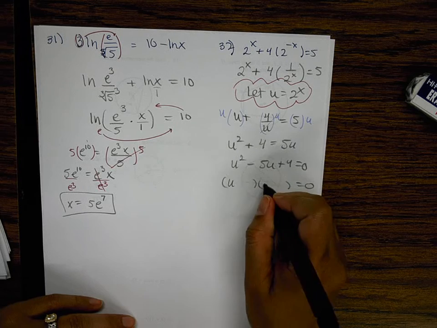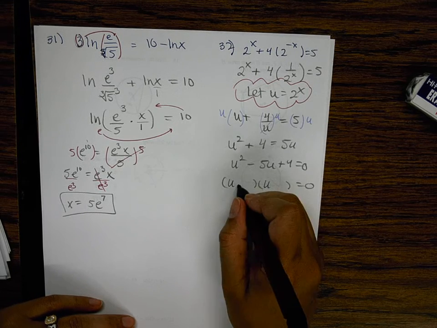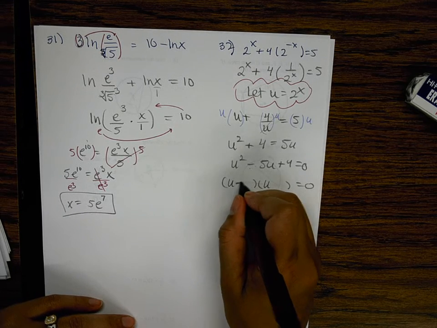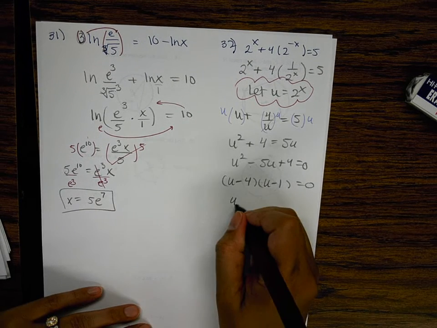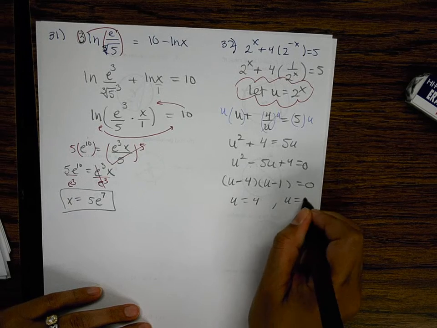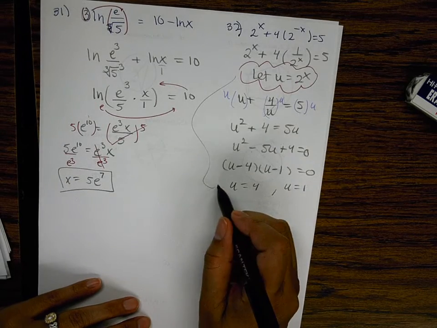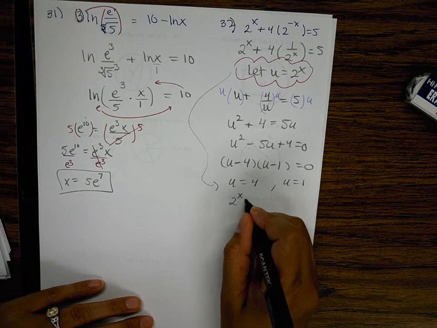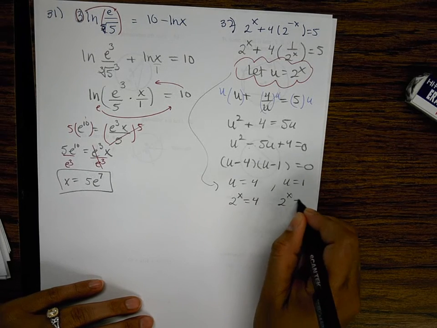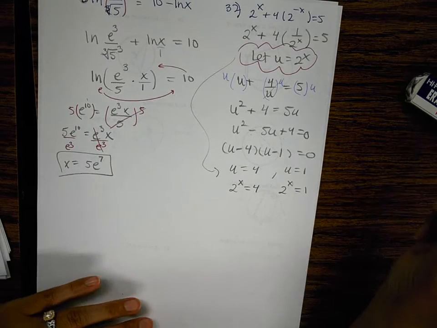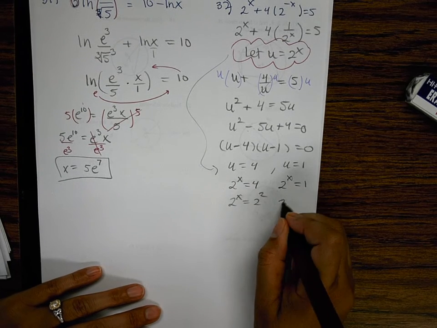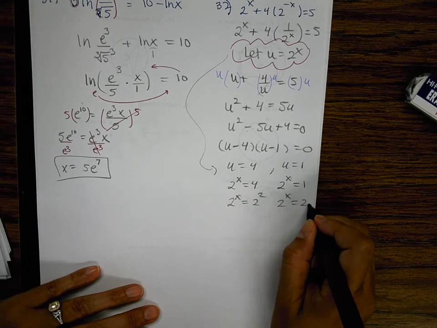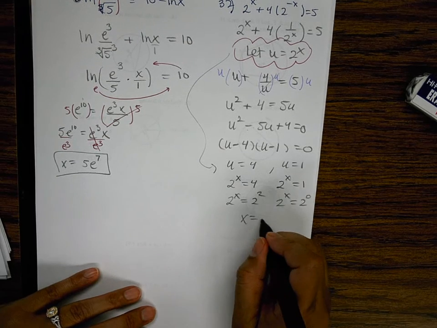I can tell the two signs are going to be the same. The negative in front of the 5 tells me they're both negative, and I'm going to use 4 and 1 to give me the negative 5. U equals 4, u equals 1, and I'm going to plug the u back in. 2 to the x equals 4, 2 to the x equals 1. These are easy to solve because I can get them to the same base. 2 to the x equals 2 squared. 2 to the x equals 2 to the 0. Therefore, x equals 2 and 0.